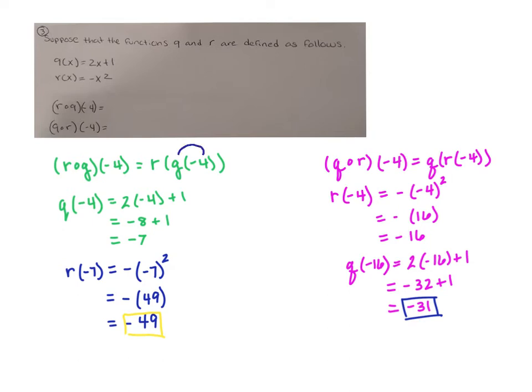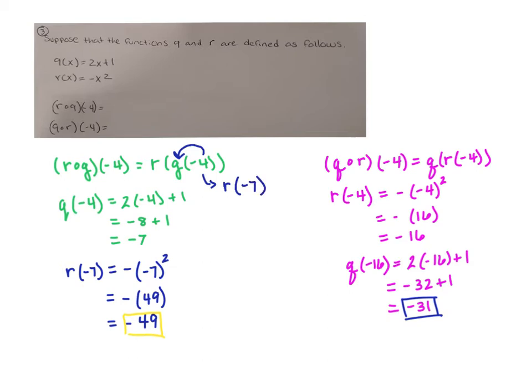So basically I rewrote them, and you can see that for the first problem, you're taking -4 and you're going to plug it into the Q rule first. So you're going to start on the inside and work your way out. So you find Q of -4. I got -7 there. Feel free to check my math. Then you take Q of -4 is -7.